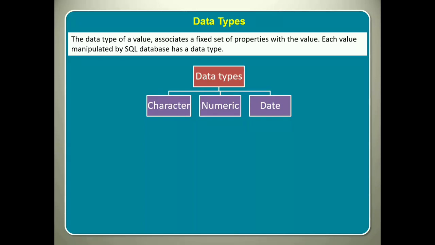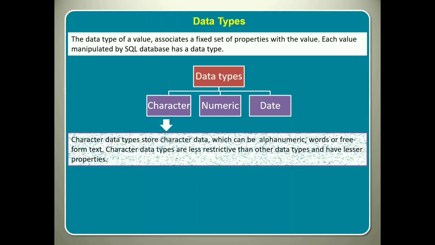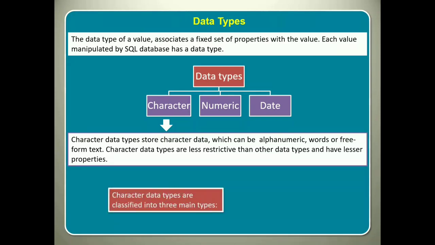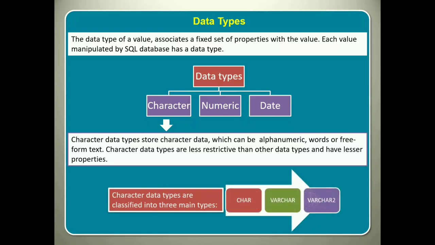Let us start with character. Character data types store character data, which can be alphanumeric, words, or free-form text. Character data types are less restrictive than other data types and have fewer properties. Character data types are classified into three main types: char, varchar, and varchar2.